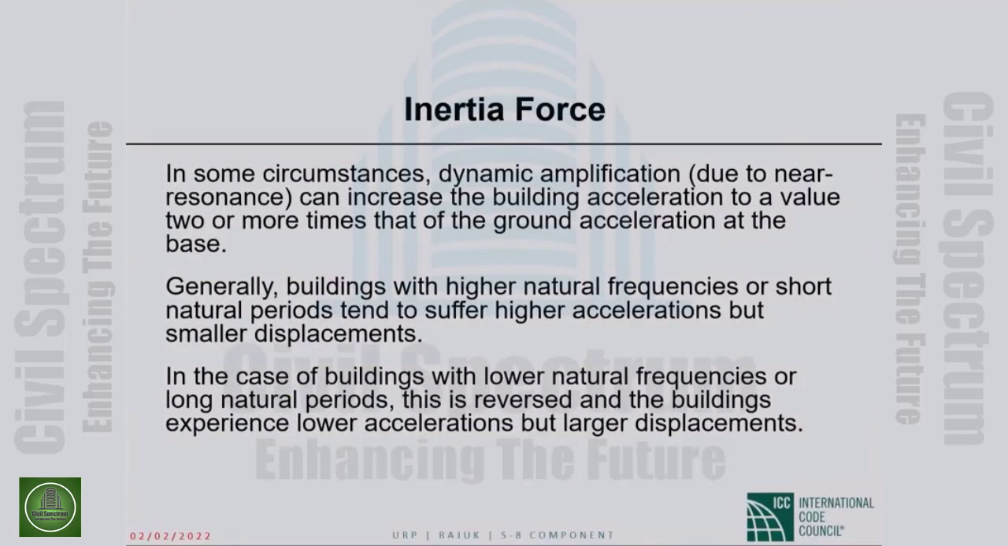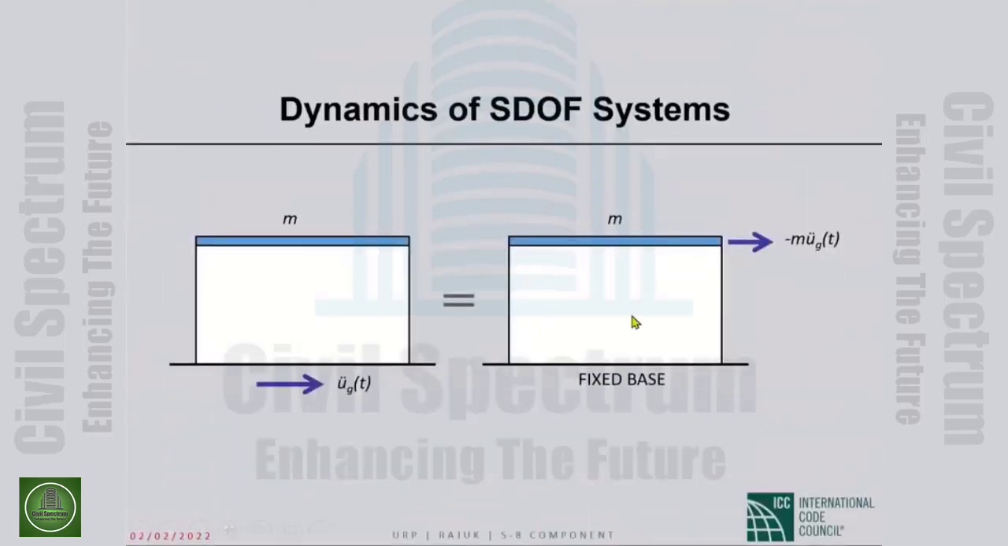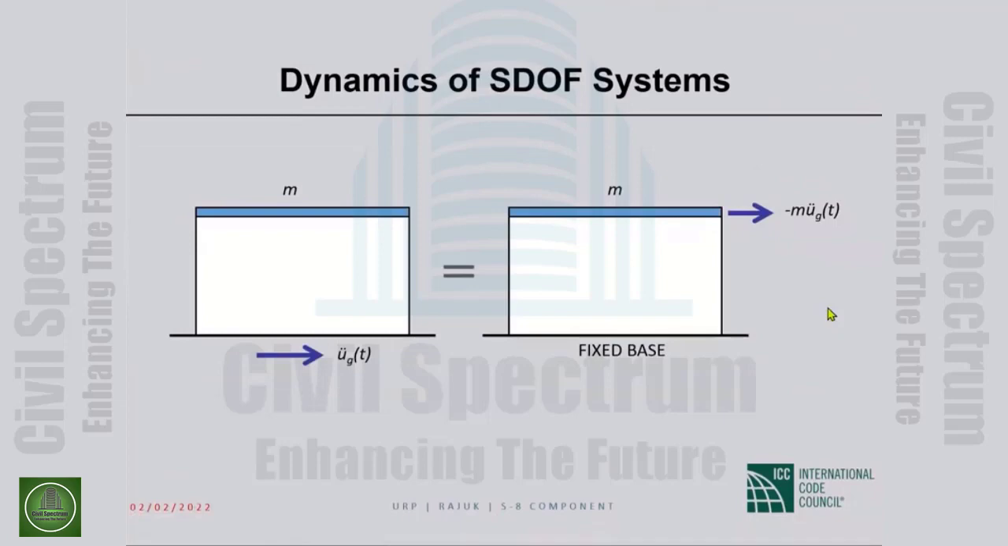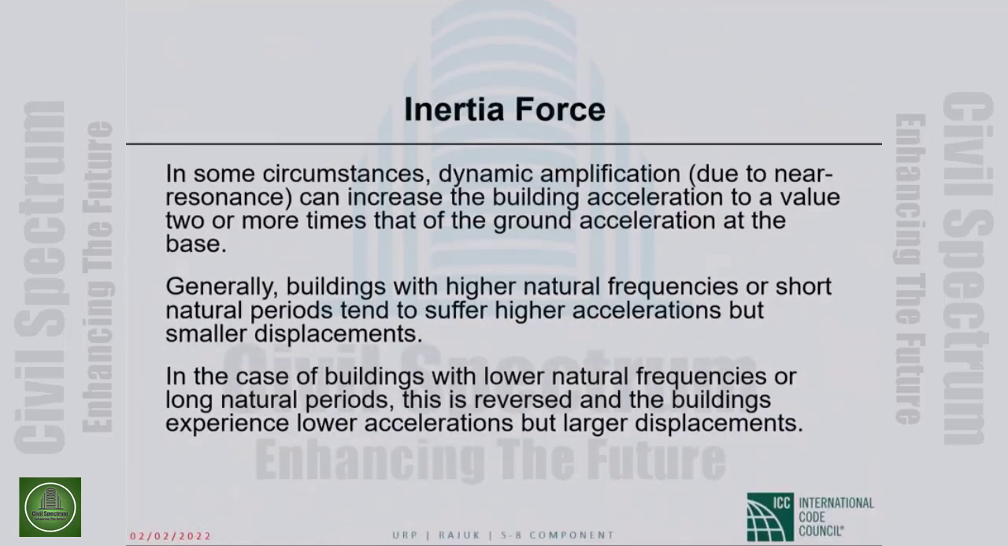So in some circumstances, dynamic amplification due to near resonance can increase the building acceleration to a value two or more times that of the ground acceleration at the base. Here we are taking the acceleration equal to the acceleration at the base. That may not be the case. This value may be higher, but that's almost incidental. So in some circumstances, dynamic amplification can increase the building acceleration to a value two or more times that of the ground acceleration at the base.